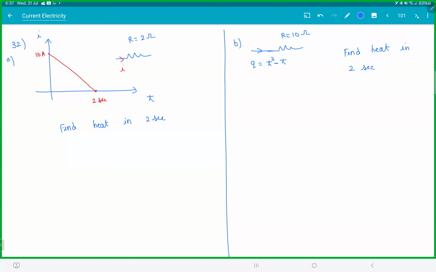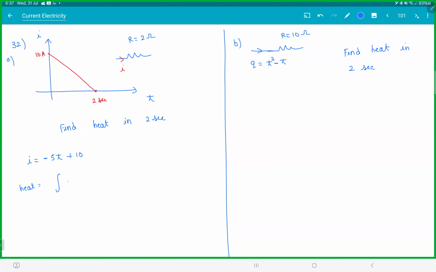Let's see. First thing, it's a linear function, so we need to find that. So I is equal to, the slope is how much? -5t, and at t equal to 0, current should be 10. So this is 10. I hope I'm right. So I is equal to at plus b.